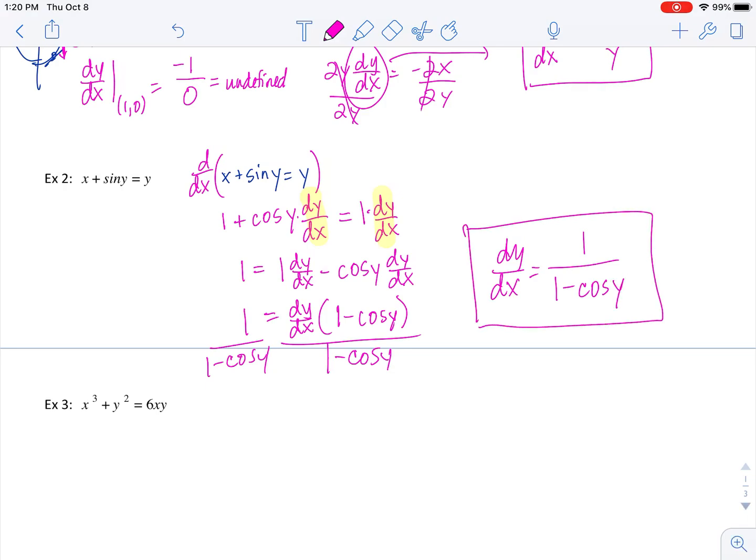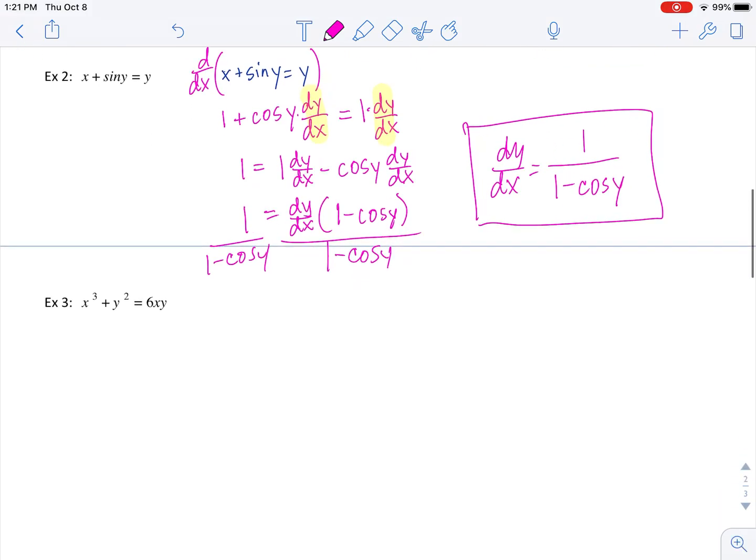Okay, so that means that the slope at any point on that function is dependent on the y value itself, not necessarily what the x is. Okay, let's go on to example 3. This brings in a rough situation.